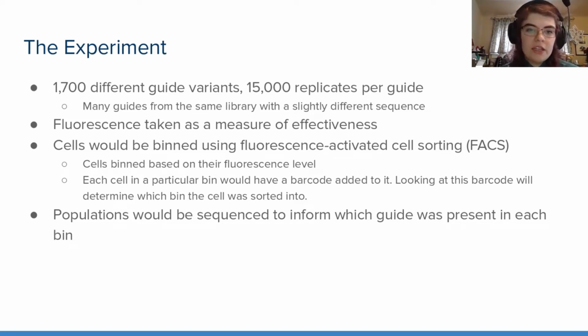Then cells would be binned using a process called fluorescence activated cell sorting, or FACS for short. Basically, cells are binned on their fluorescence level. Then each cell in each of the bins would have a barcode added to it, which is just a short sequence that would be unique for each bin. Looking at this barcode would determine which bin that cell was sorted into. Then everything would get recombined, and the populations would be sequenced to inform which guide was present in each bin.